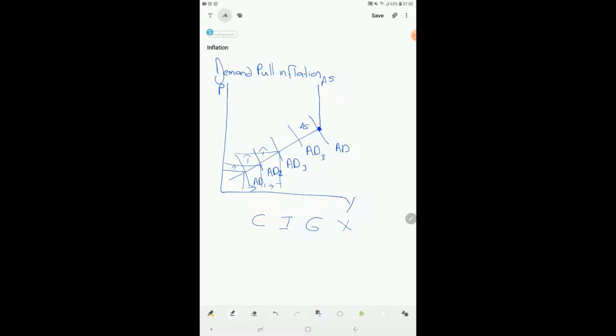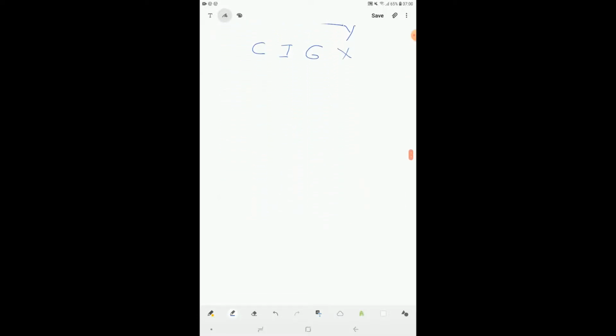And then demand just keeps on increasing because there's too much money in the economy. And that only results in a price increase, because supply is constant. So that is what causes inflation. That is the one element, demand pull inflation. Now the second one is something that we call cost push inflation.